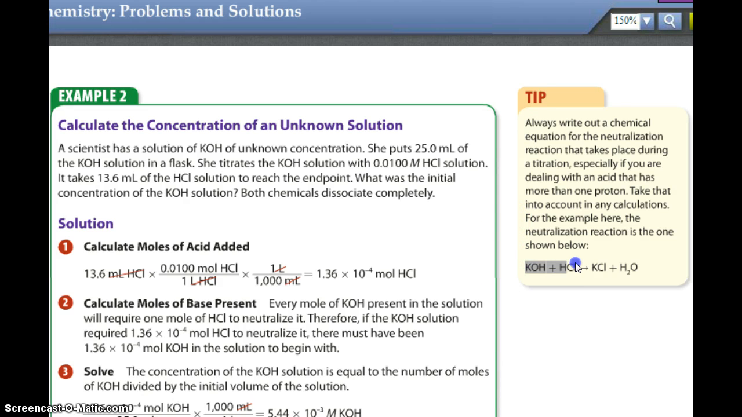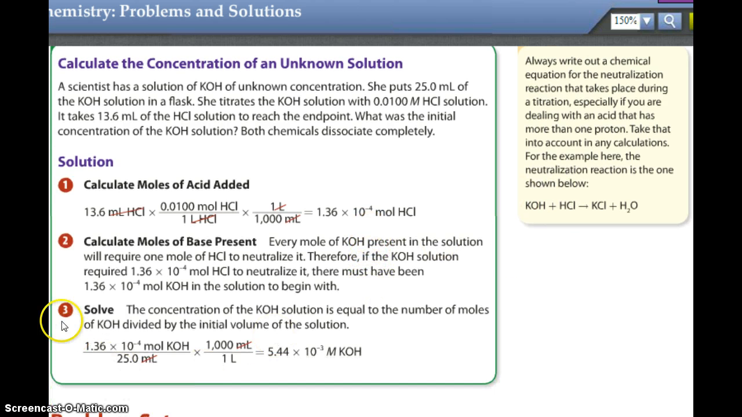So we have KOH plus HCl. Okay, and we know it produces water. So that's where the OH and the H go. What do we have left over? K and Cl. We write the K first because it's positive, so we made KCl. It is balanced, so therefore we have a 1-to-1 mole ratio. And then we can solve.